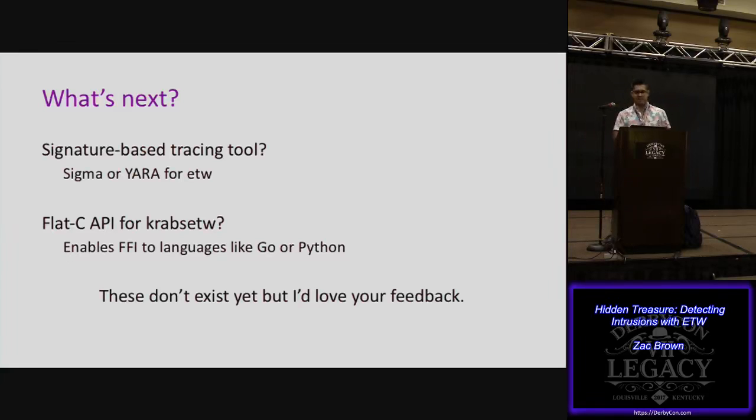And then there's flat C APIs. This is something I heard from a couple of folks who actually do work on agents and write code. One problem we have today is our C++ library is very modern C++, which is not easy to interface with for people who are using languages like Go or Python. So a flat C API is a lot easier for people to use. If people are interested in that, I have a basic prototype of how to do this. I just need a little convincing that it needs to be built. I'm pretty sure it does. And like I said, these don't really exist yet, but I'd love your feedback.